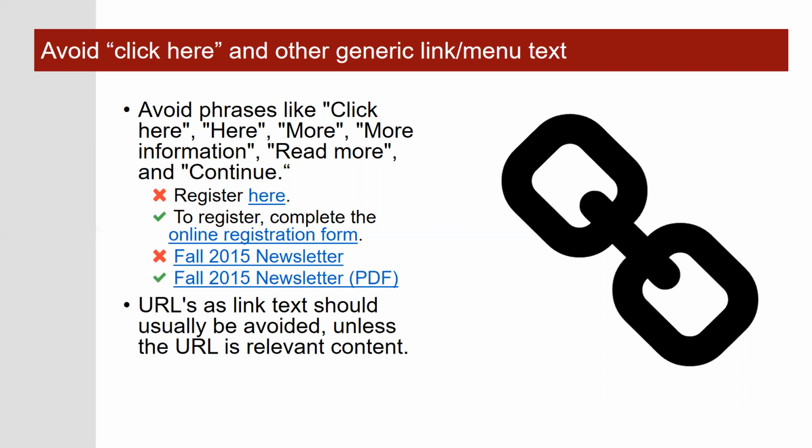URLs as link text should usually be avoided unless the URL is relevant content. So for example, if we wanted to include a link to a YouTube video on the accessibility website, we would want the link text to be the actual title of the video rather than the URL for the video, which is pretty unfriendly for a screen reader. It's going to be something like youtube.com/ V equals and then a string of alphanumeric characters. So keep your link text descriptive so that folks who encounter links outside of the surrounding context will know what the links are for.